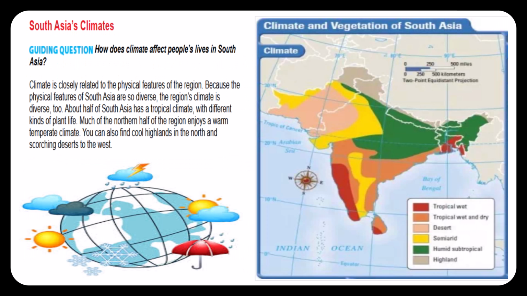South Asia's climates. Climate is closely related to the physical features of the region. Because the physical features of South Asia are so diverse, the region's climate is diverse too. About half of South Asia has a tropical climate, with different kinds of plant life. Much of the northern half of the region enjoys a warm, temperate climate. You can also find cool highlands in the north and scorching deserts to the west.